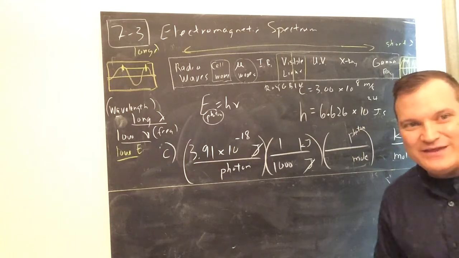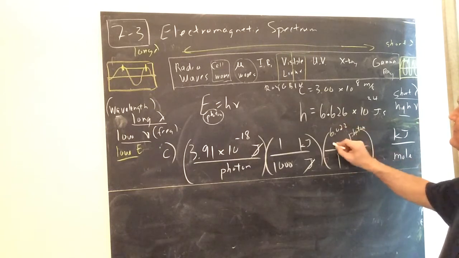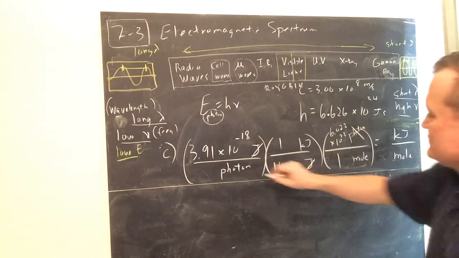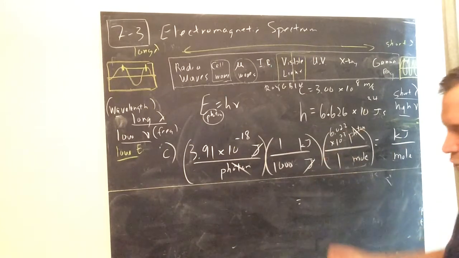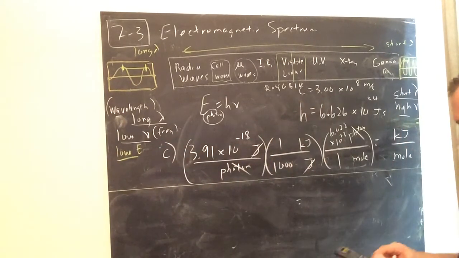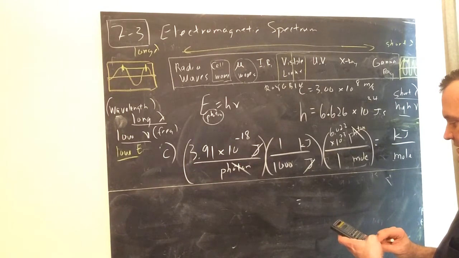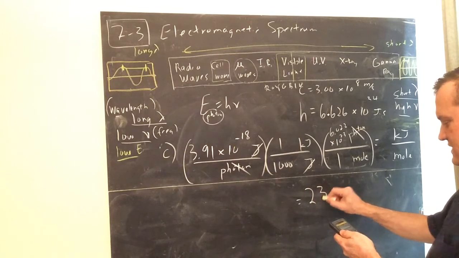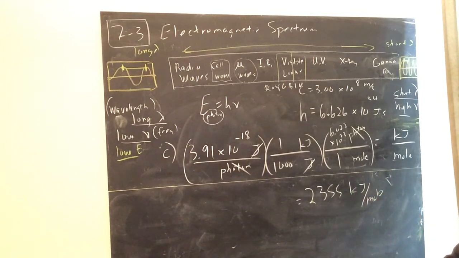And you probably know this. Guess what? 1 mole of photons contains 6.022 times 10 to the 23rd, and that goes on the top. So if I do that and crisscross it that way, that will now give me the energy in kilojoules per mole. This is going to become important in a later lesson. So 3.91 times 10 to the negative 18 divided by 1,000 times 6.022 times 10 to the 23rd. It's a very large number, 2355 kilojoules per mole.